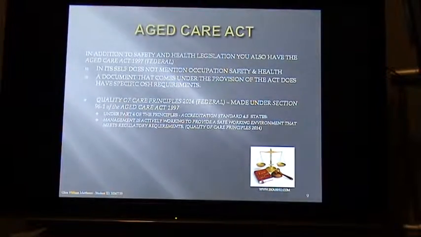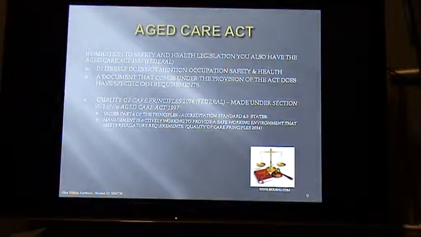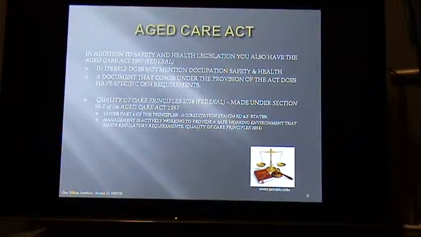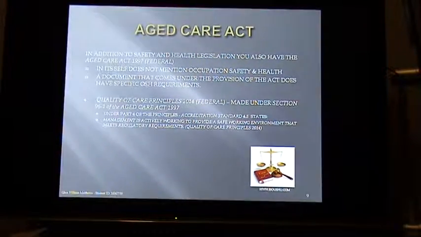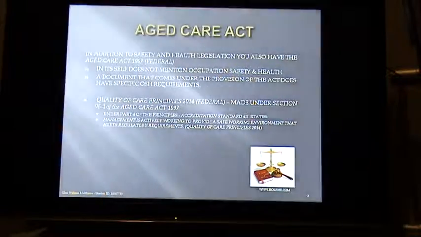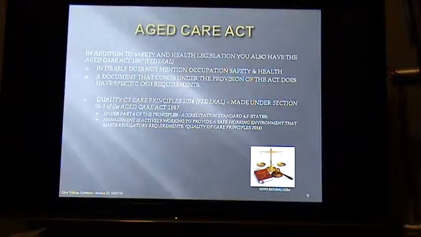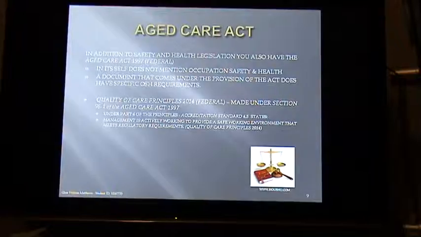Now the Aged Care Act, which obviously you're very aware of, is a national document. In itself it does not mention occupational safety and health, but a document that does do that is the Quality of Care Principle 2004, which is made under section 96.1 of the Aged Care Act 97, and under part 4 of that, the accreditation standards 4.5 states that management is actively working to provide a safe working environment, so that it meets your regulatory requirements. So that there is your link to the Aged Care Act to provide a safe working environment within your business.